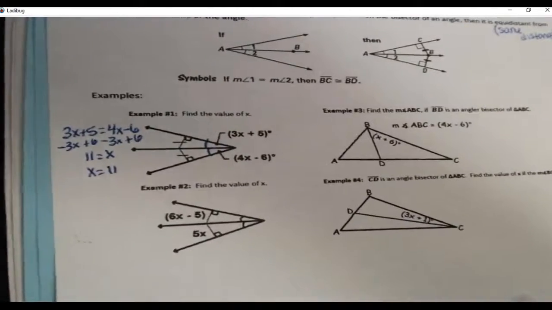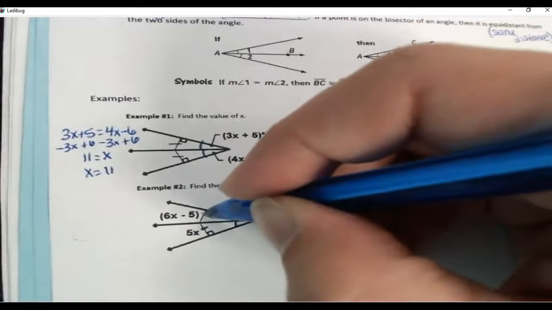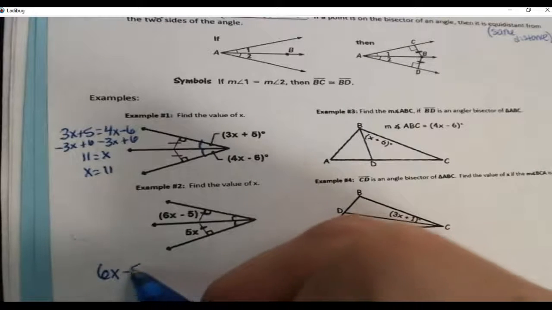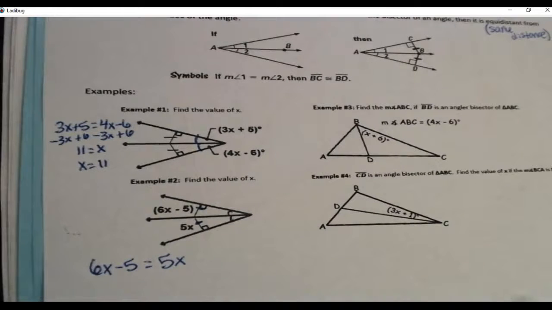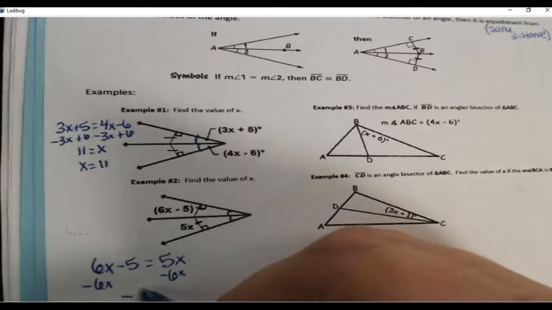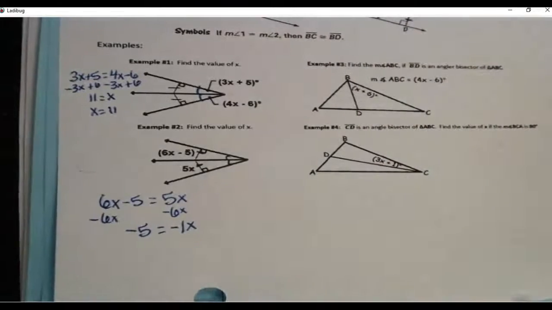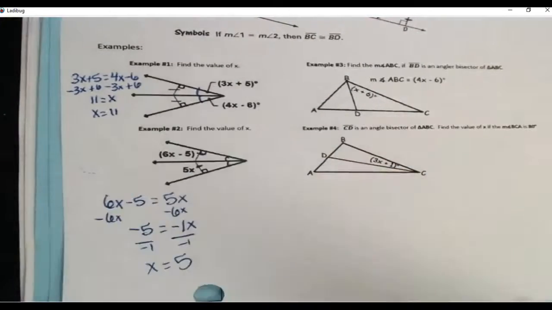So then example 2, same sort of thing. It tells me my angles are congruent. So then that means these little segments are congruent. So again, we just set it equal. So 6x minus 5 equals 5x. So then I could subtract the 6x over. So negative 5 equals negative 1x. And then what would be my last step? Divide by negative 1. So x would equal 5.